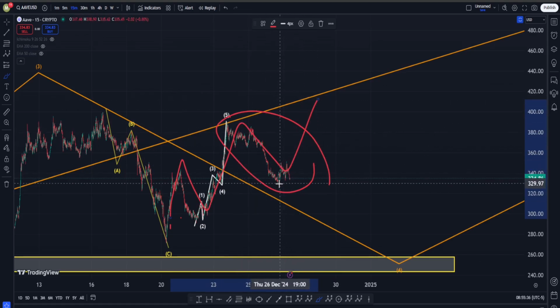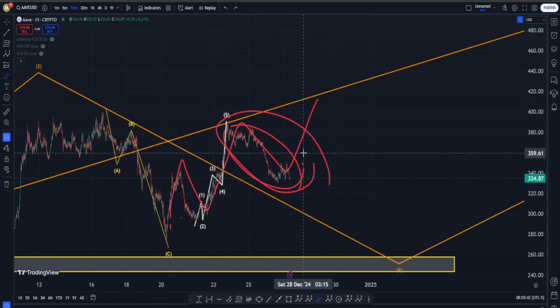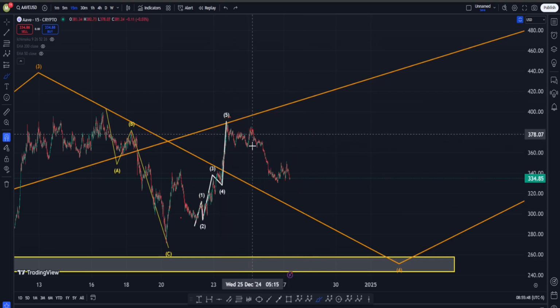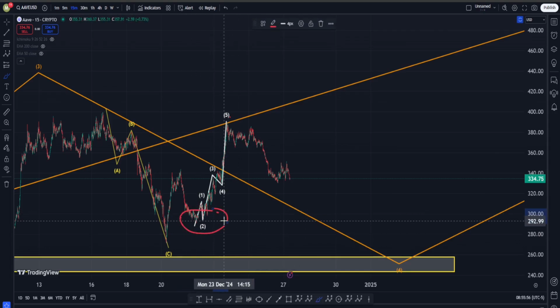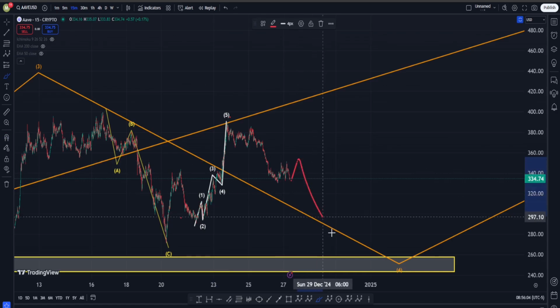And now, since we are having clearly overlapping of the waves between our wave 4 and 2, well, okay, maybe this is going to be some sort of a diagonal structure, particularly, I think, an expanding leading diagonal, but we should definitely have an invalidation point for our bullish possibility, and it's going to be taking this low right in here about, let's say, $292.